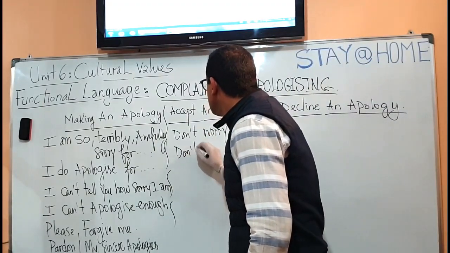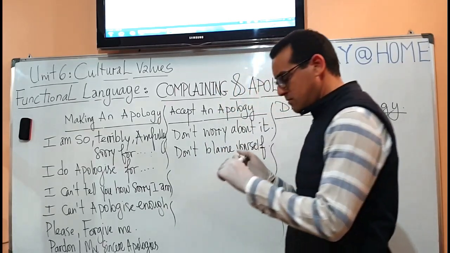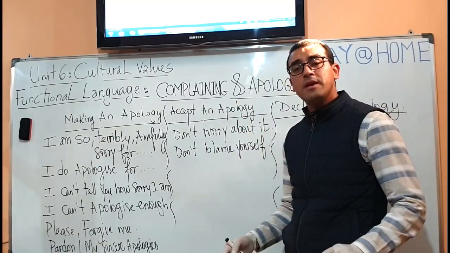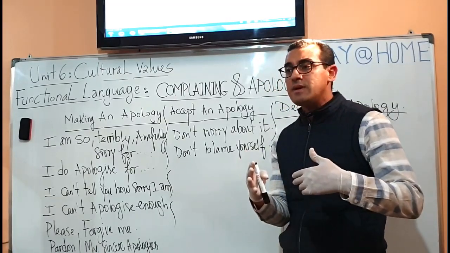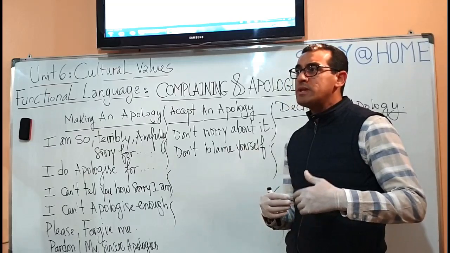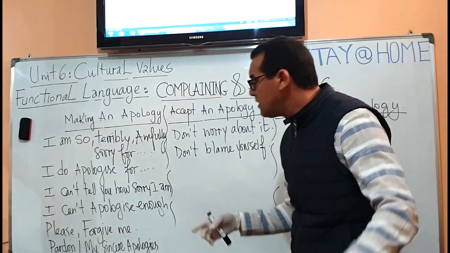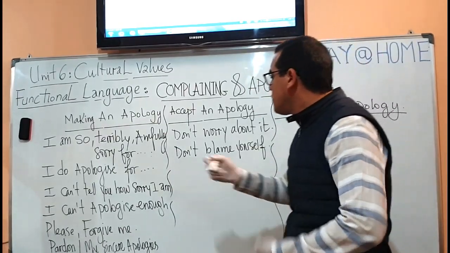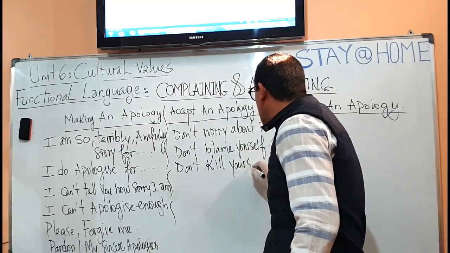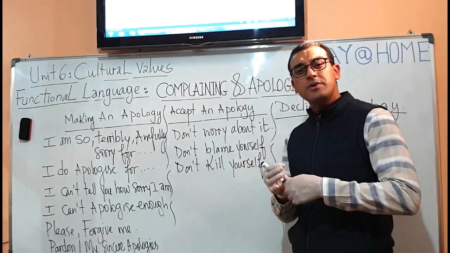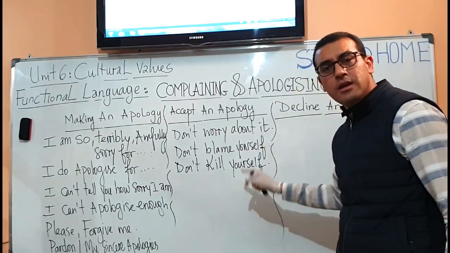We have don't blame yourself. Don't blame yourself. It means that you are not responsible for it. It happened maybe accidentally, without, let's say, intention. So we have unintentionally. So here we have don't blame yourself. We have don't kill yourself. You don't have to insist on apologizing. These things usually happen. Don't kill yourself.